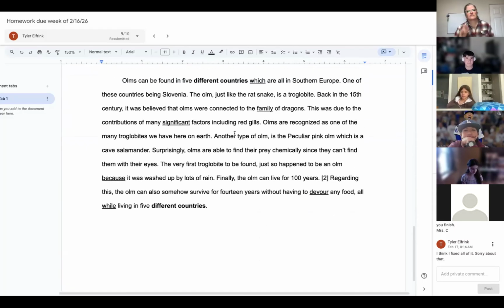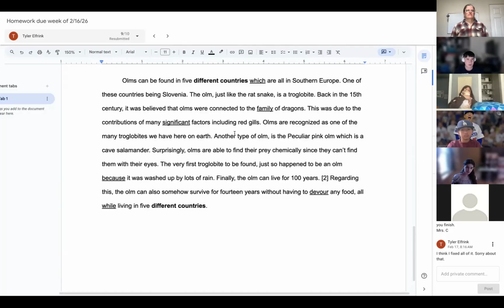Olms can be found in 5 different countries, which are all in southern Europe. One of these countries being Slovenia. The olm, just like the rat snake, is a troglobite. Back in the 15th century, it was believed that olms were connected to the family of dragons.